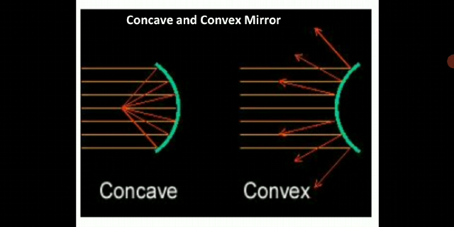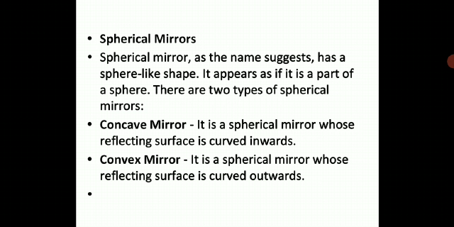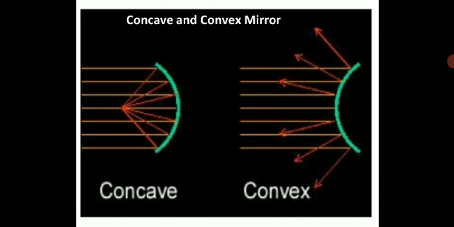Here you will see concave is curved inward, and convex is curved outward. Draw this diagram so that your concept will be clear, children. Even if you don't draw the light rays, it's okay, but just draw the concave and the convex part of a spherical mirror.